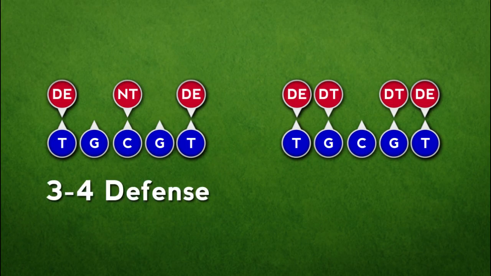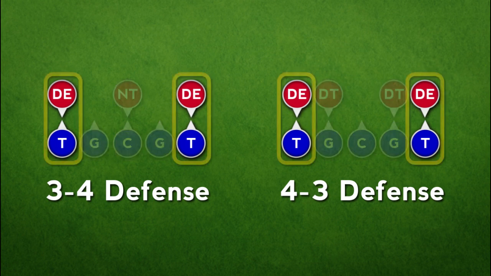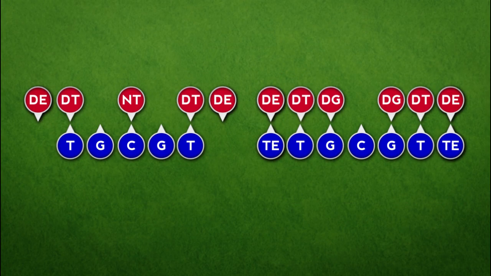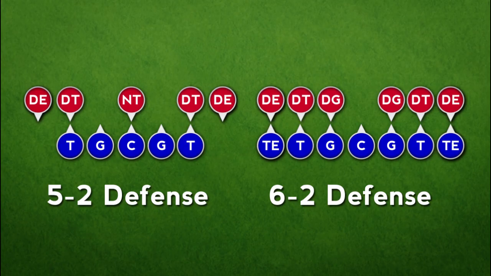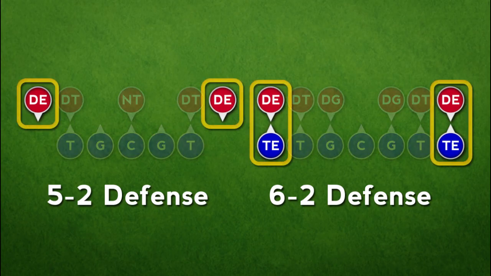In a 3-4 and 4-3 defense, the 2 defensive ends will line up in front of the 2 offensive tackles. In a 5-2 and 6-2 defense, the 2 defensive ends will line up on the outside on the line of scrimmage or over a tight end if there is one on his side.